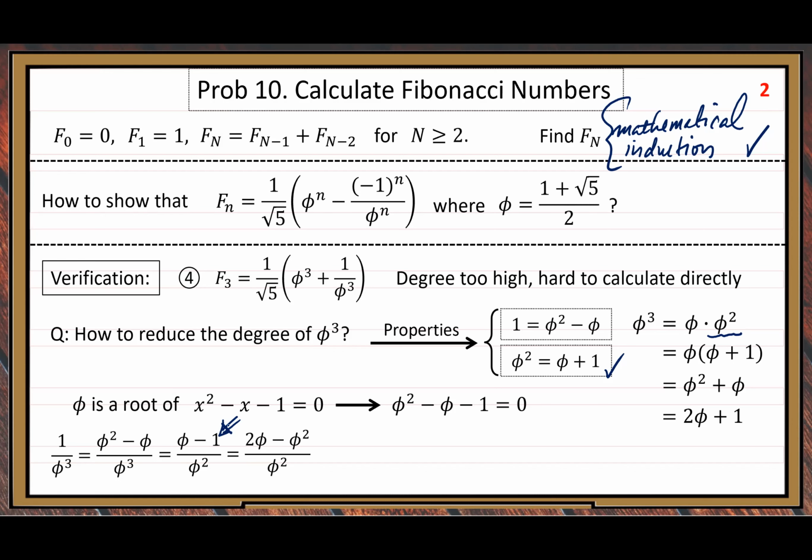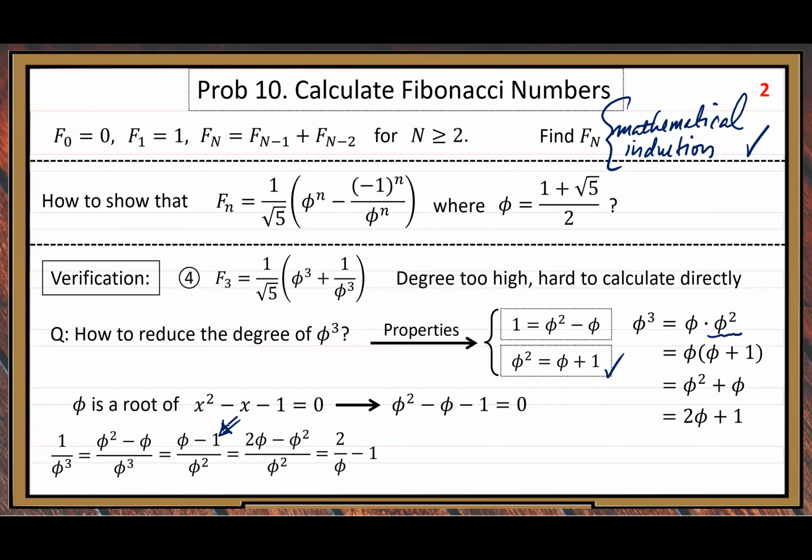That means with this new expression, we can do further simplification, cancellation. Another phi could be canceled out. After cancellation, we have this 2 over phi minus 1. Much simpler, because the denominator now becomes phi. The old denominator was phi cubed, the new denominator is just phi.